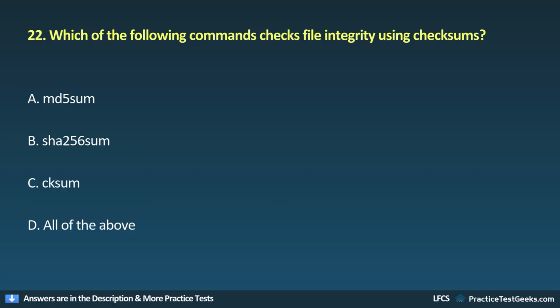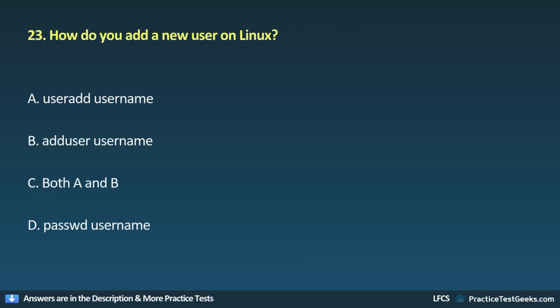A. md5sum. B. sha256sum. C. cksum. D. All of the above. 23. How do you add a new user on Linux?